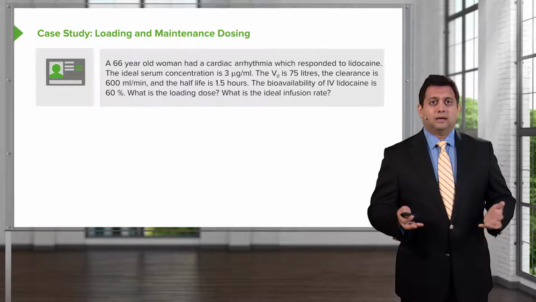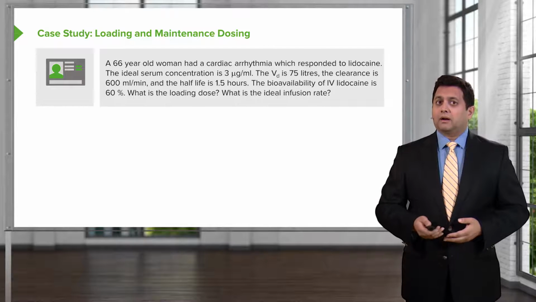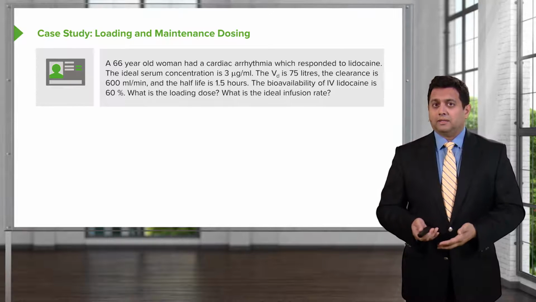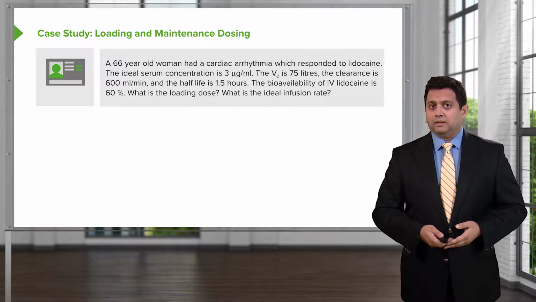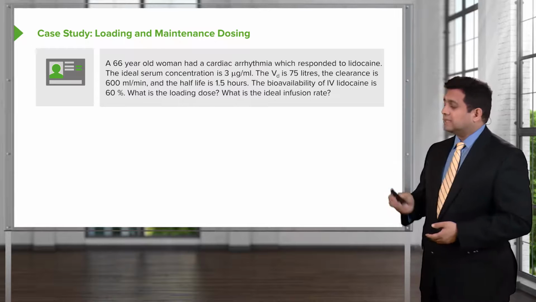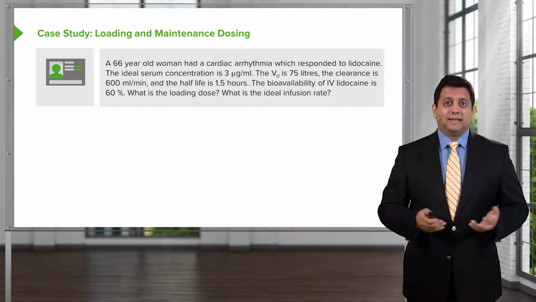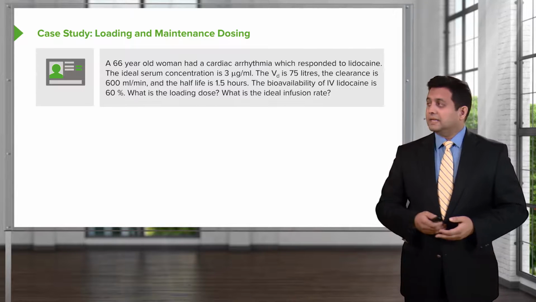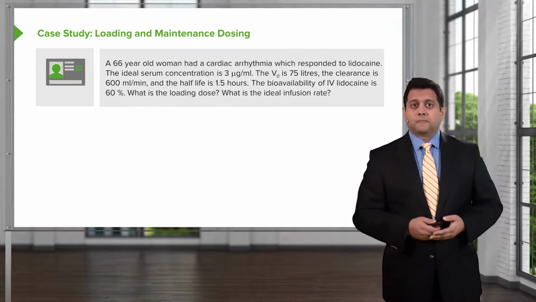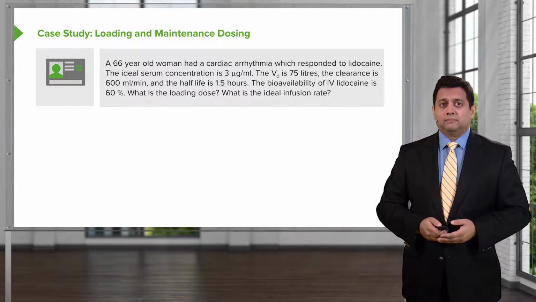Let's do a case study on loading and maintenance dosing. A 66-year-old woman had a cardiac arrhythmia which responded to lidocaine. The ideal serum concentration is 3 mics per mil. The volume of distribution is 75 liters. The clearance is 600 mils per minute, and the half-life is 1.5 hours. The bioavailability is 60%. What's the loading dose, and what's the ideal infusion rate?